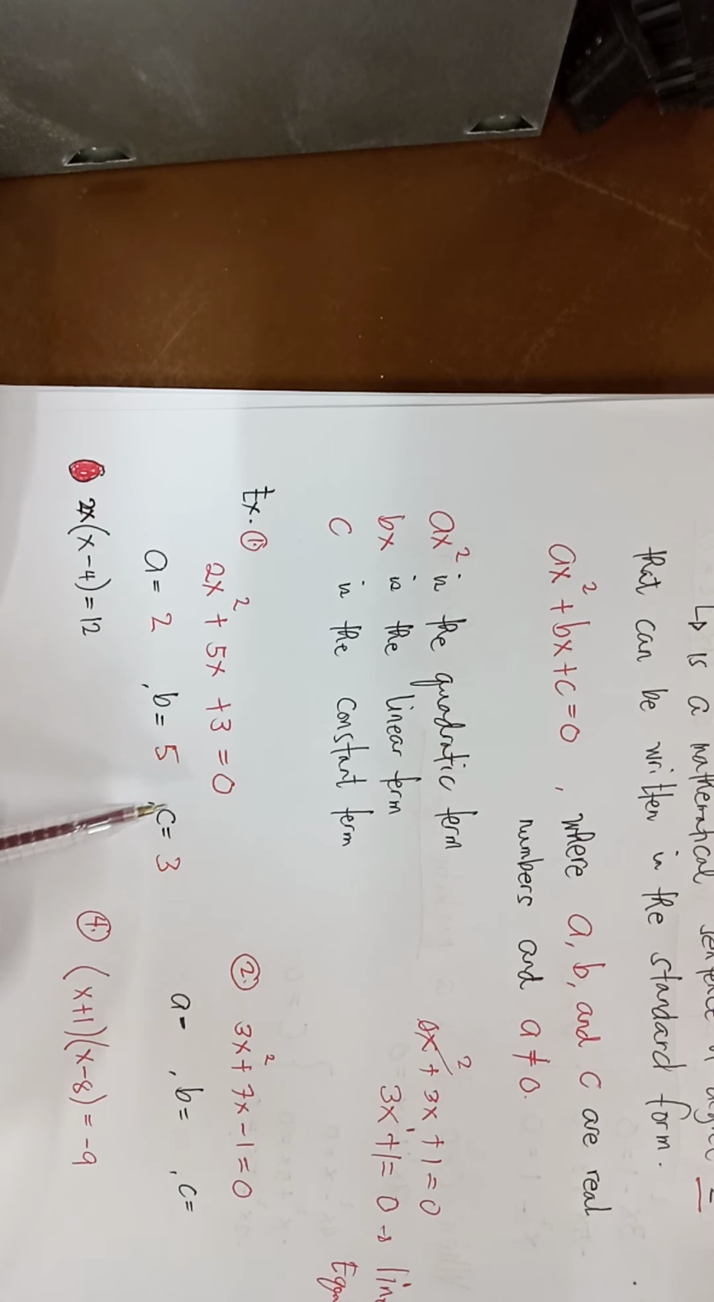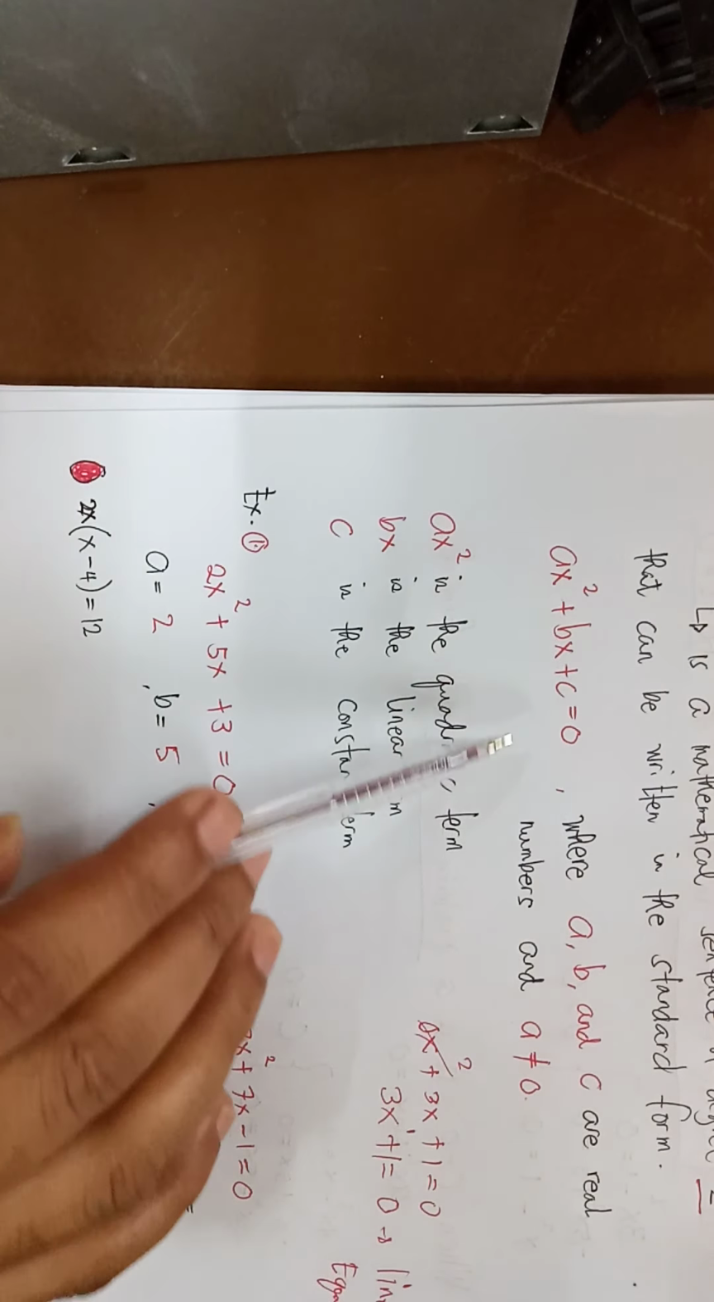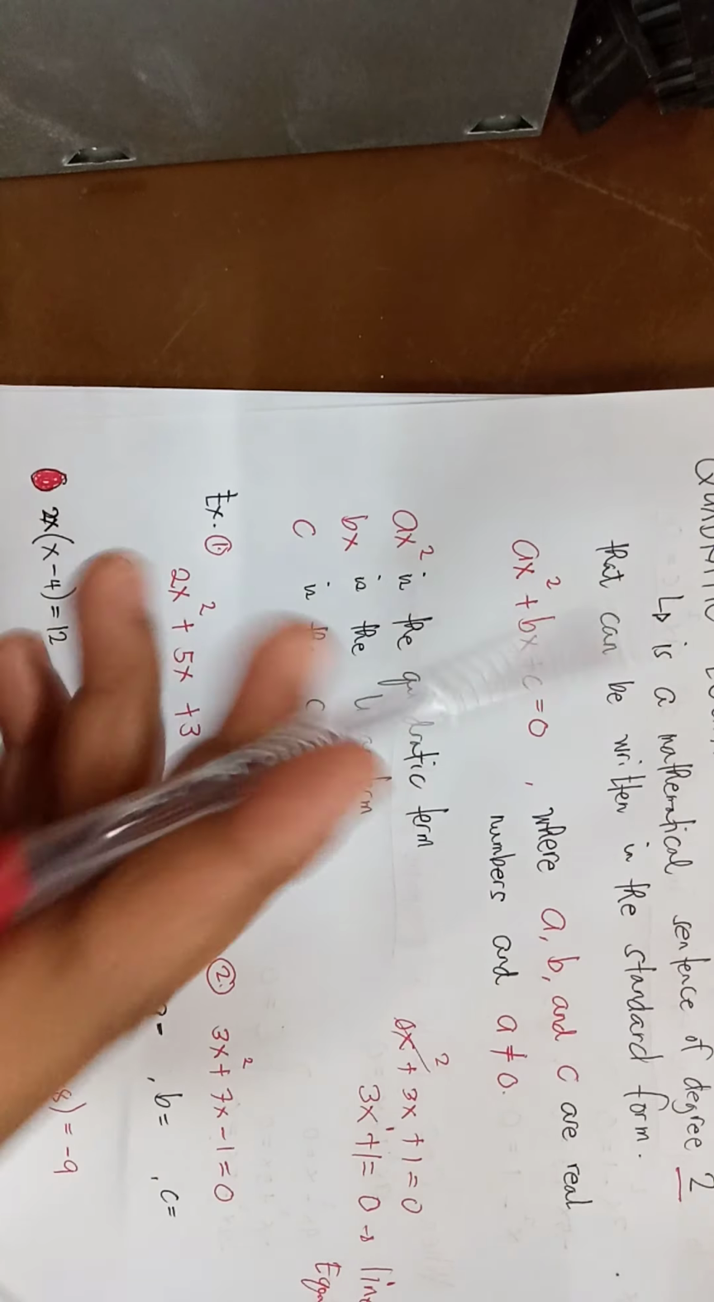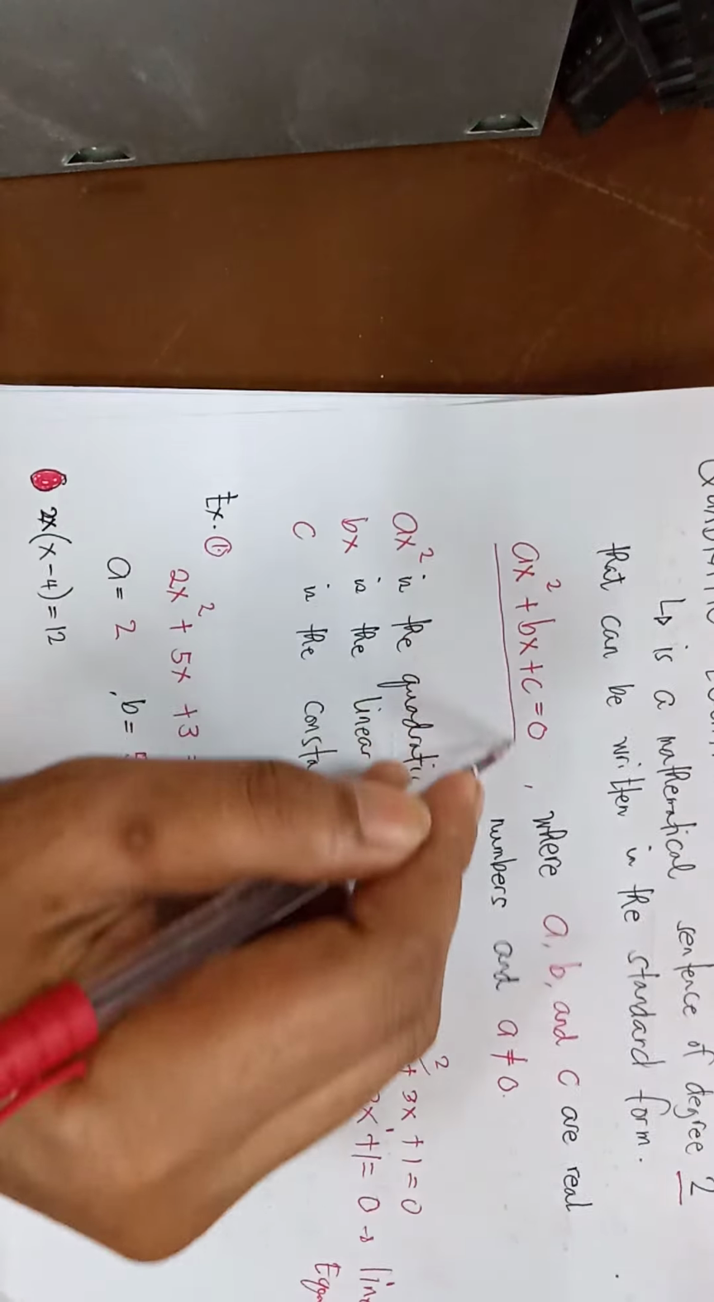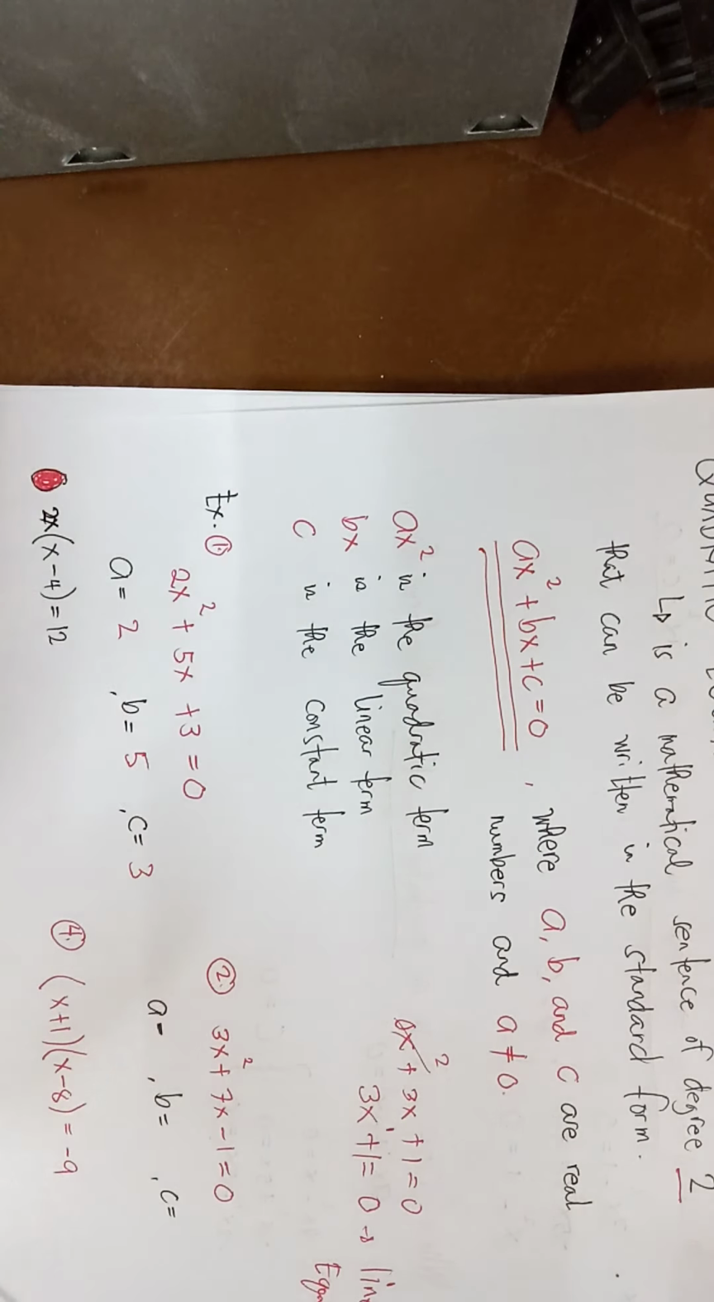Now, in determining the values of a, b, and c, we have to make sure that the equation is in standard form. This is the standard form of our quadratic equation. It must be in the form ax squared plus bx plus c is equal to 0.